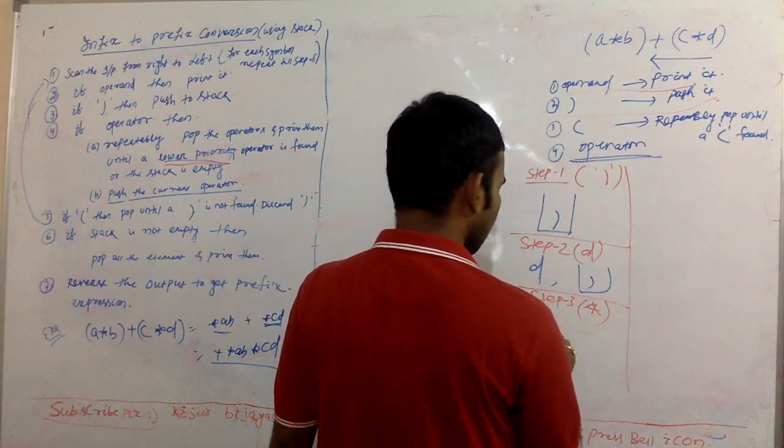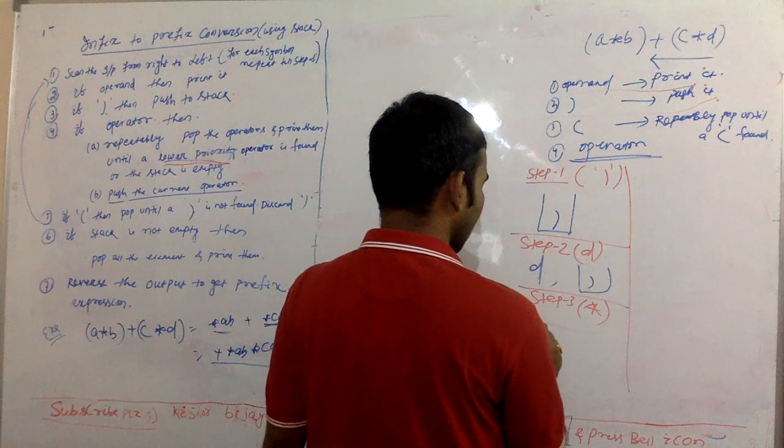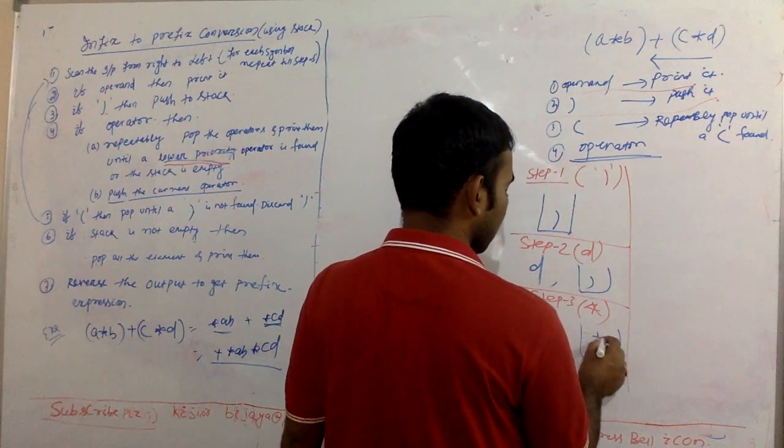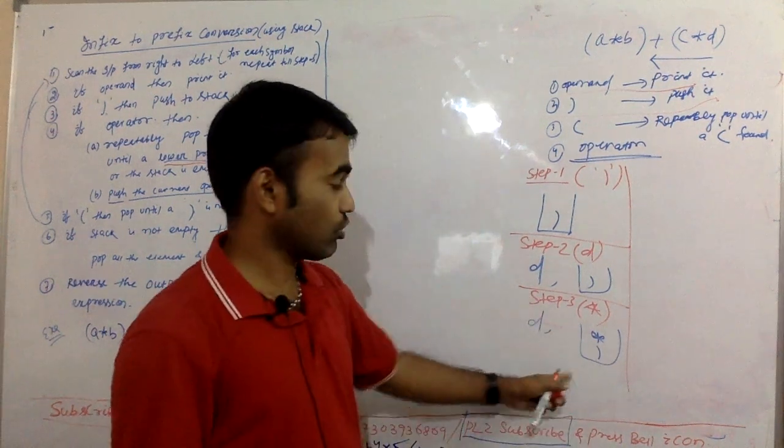So it is going to push star into the stack. So output will be D, as it is. But the stack now will contain bracket and then star. Okay, so now the stack structure will be like this.